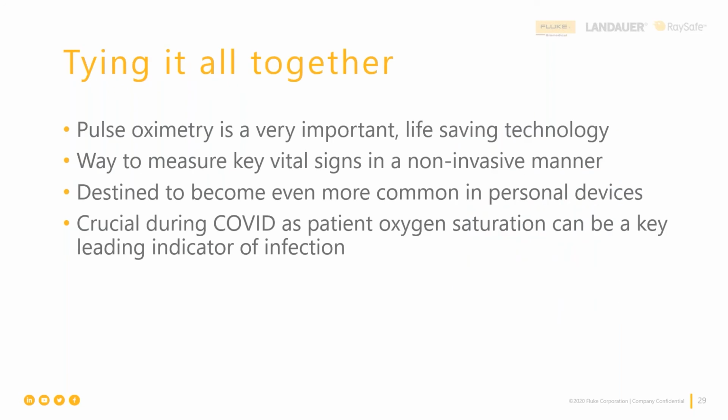All right. Pulse oximetry is a very important life-saving technology, as is pulse co-oximetry. It's a way to measure vital signs in a non-invasive way, because the less invasive we are, the sooner the patient gets well and can go home. It's destined to become even more common. It's in personal devices. It really already is there, certainly in the United States and Western Europe. It's crucial during this current COVID pandemic, because patient oxygen saturation can be a key leading indicator, not only of the infection, but of the treatment plan to get that patient back to health.